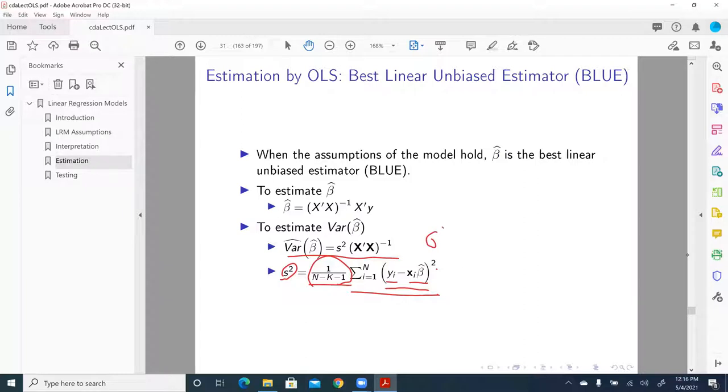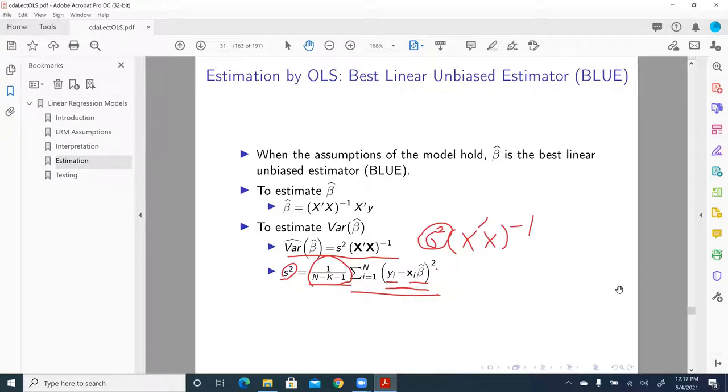Because if you remember, the variance of beta hat, not the estimated variance, okay? The variance of beta hat is equal to sigma square times X prime X inverse, right? Because we don't know sigma square. Sigma square is a population parameter, so we have to estimate it. And S square is our sample analog of sigma square, okay?